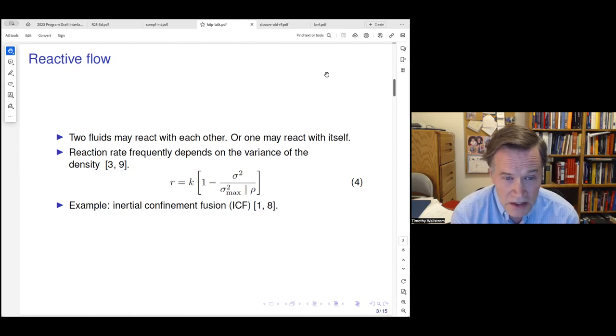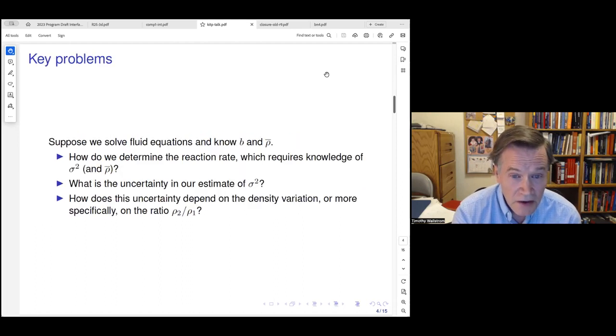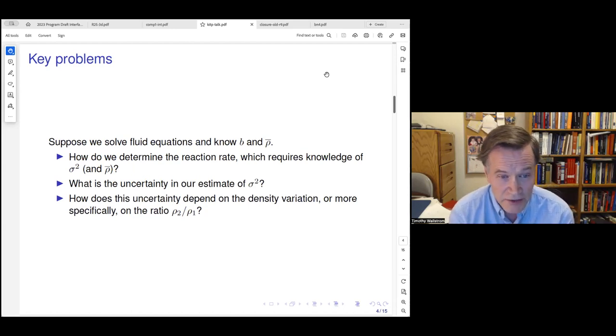We're propagating these other moments, B and rho bar, but in order to determine the reaction rate, you need the variance. How can you get from what you have to what you need? This is kind of what I just said here. We know B and rho bar. How do we determine the reaction rate and sigma squared?